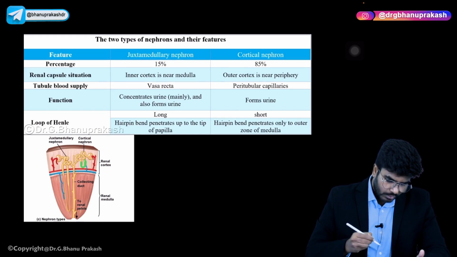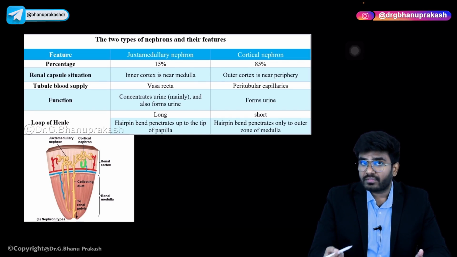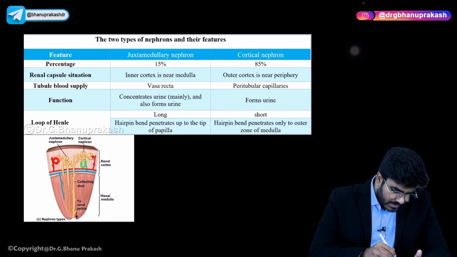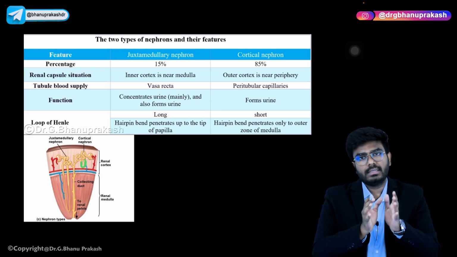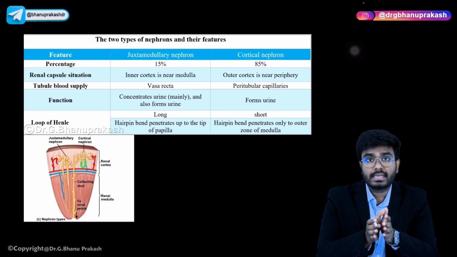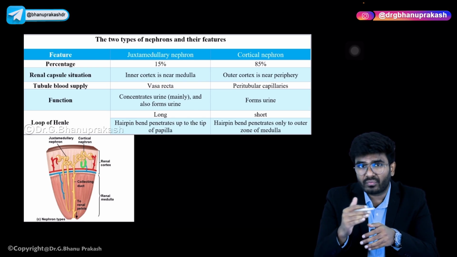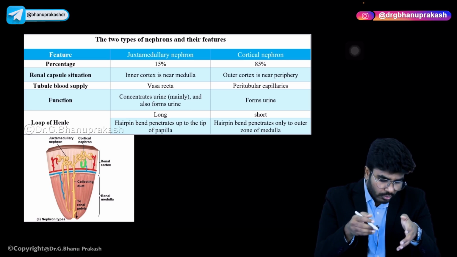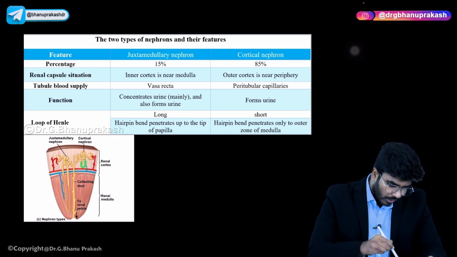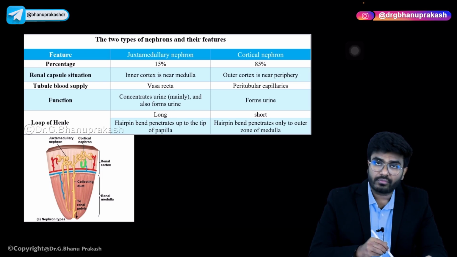Now let's see two different types of nephrons. What exactly are the two different types of nephrons and their function? We know that in the kidney we have two regions, cortex and medulla. Cortex is the outermost, peripheral part, and the medulla is present deep. So those nephrons which are present in the cortex are known as the cortical nephrons.